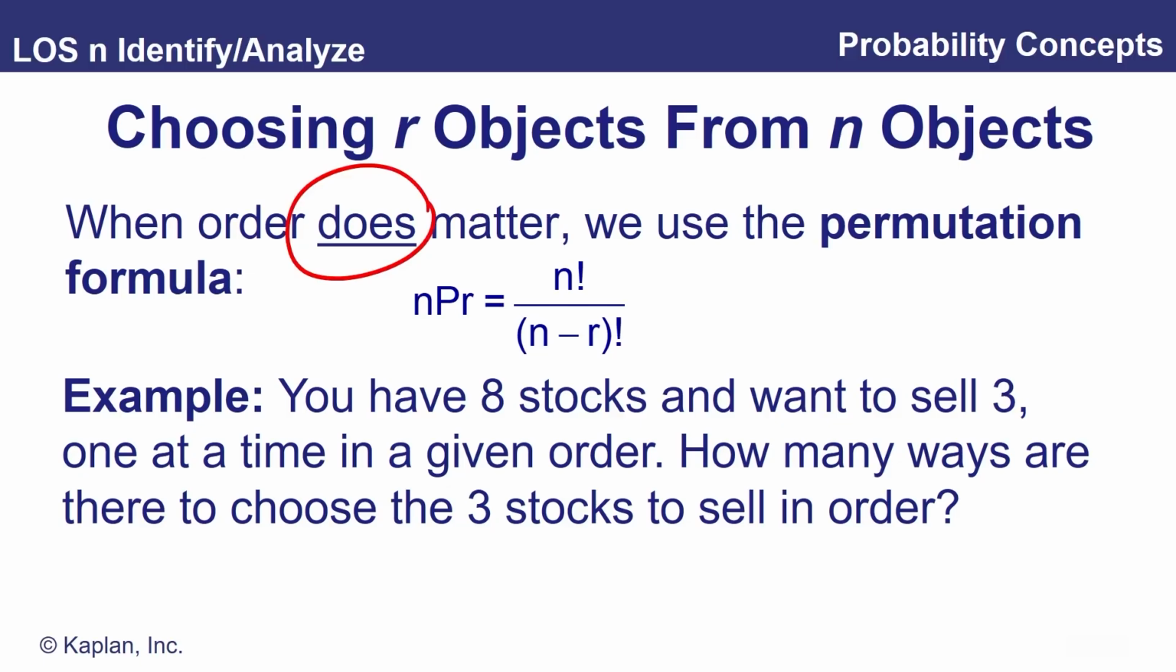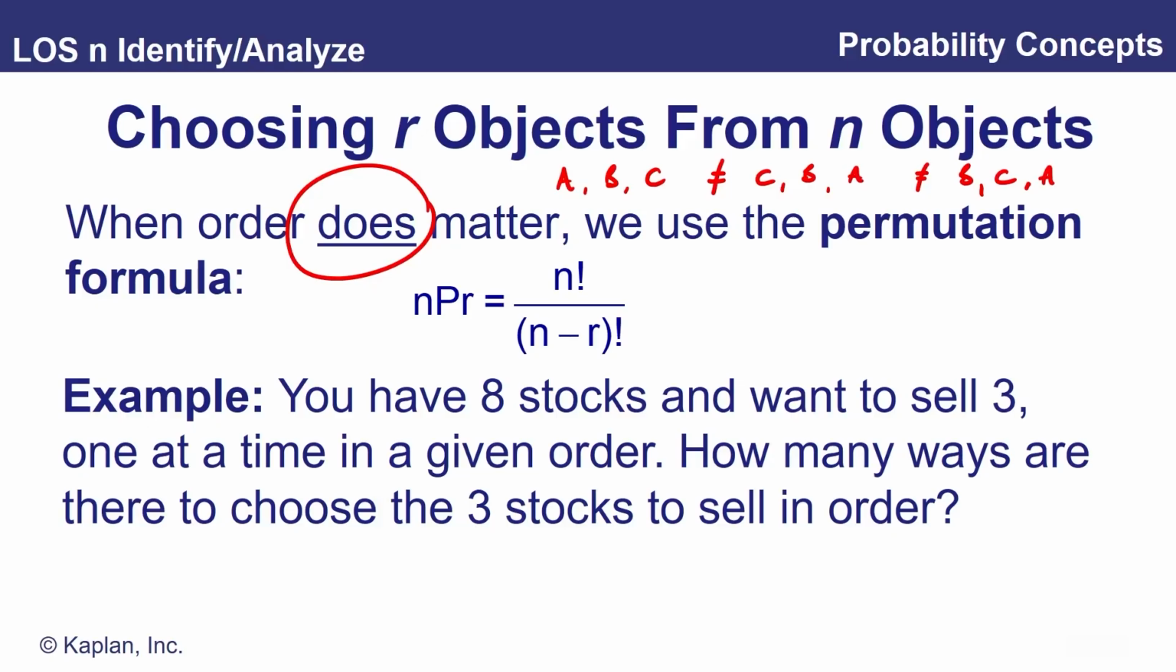Now, when the order does matter, then we're saying choosing A first, B second, C third is not the same choice as choosing C first, B second, A third. It's not the same as choosing B first, C second, A third, etc. They all count as different choices. Now, if they all count as different choices, then the number that our formula produces is going to be higher than the combination formula. So expect the permutation to give you a bigger result.